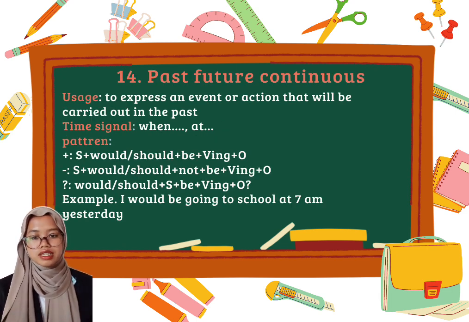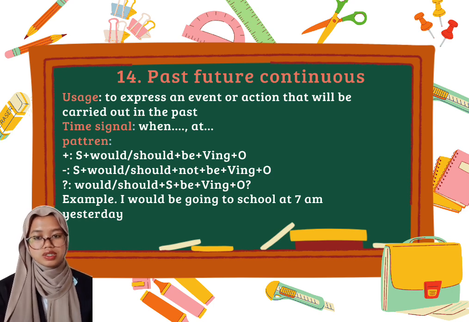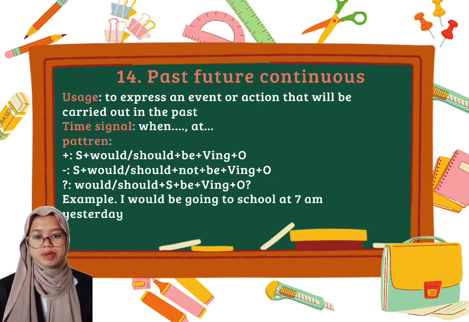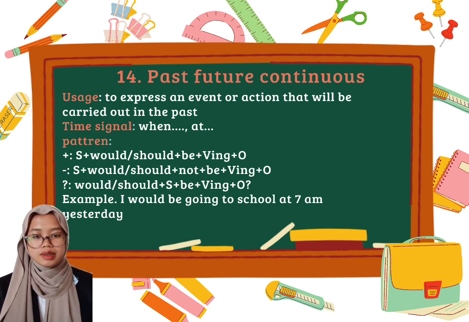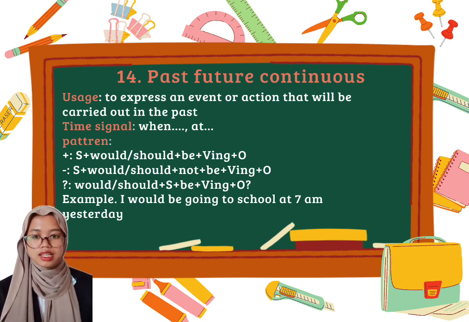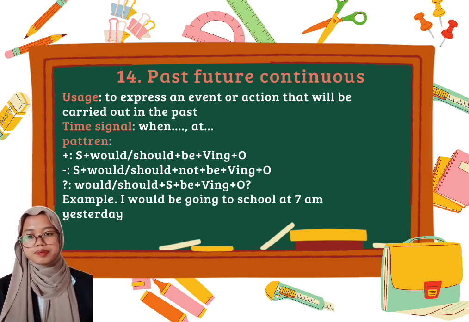Number 14 is past future continuous tense. This tense is used to express an event or action that would be carried out in the past. Time signals are when and at, and so on. The pattern is subject plus would or should plus be plus verb ing plus object. The example, I would be going to school at 7 o'clock yesterday.